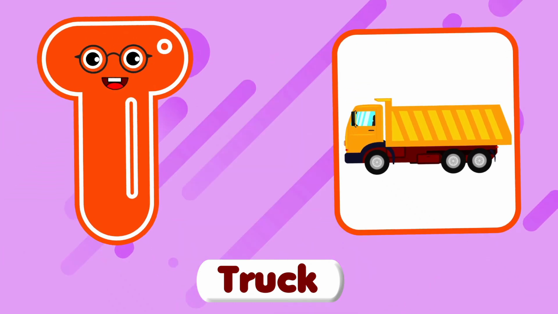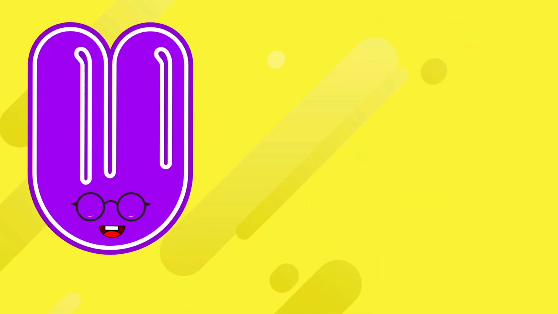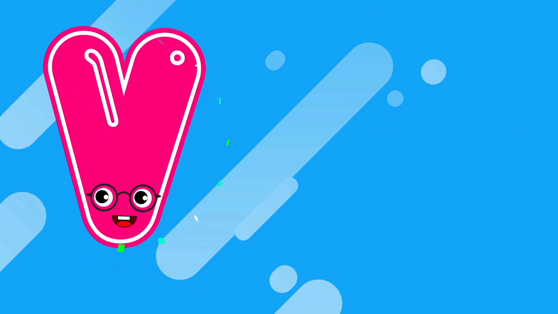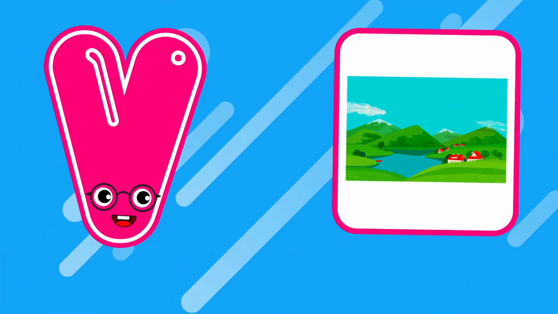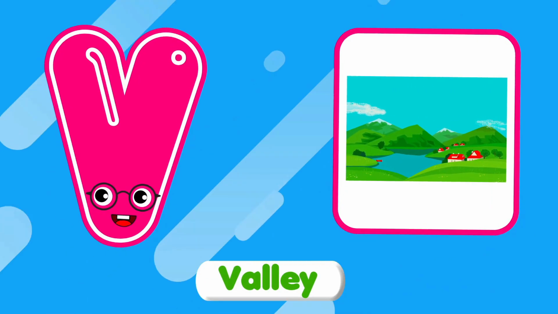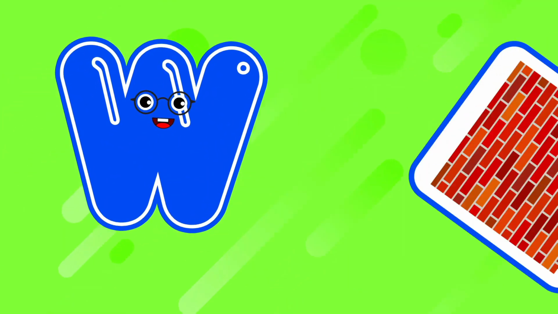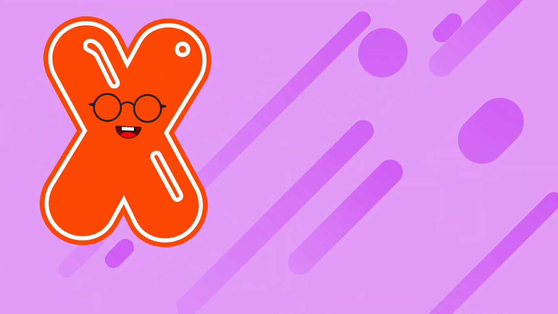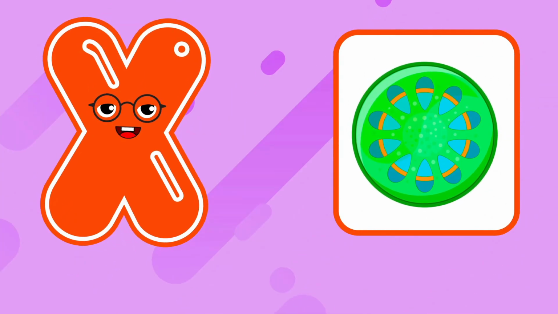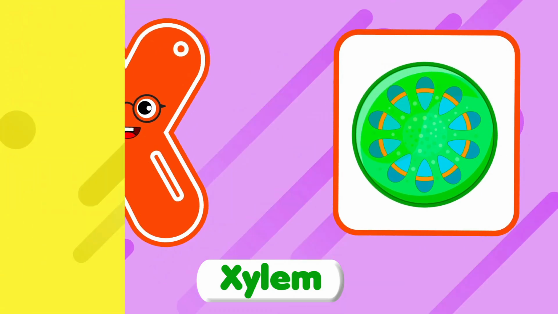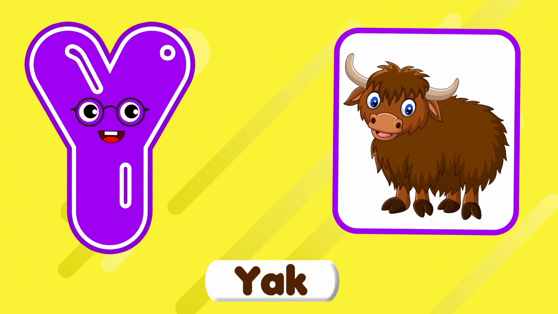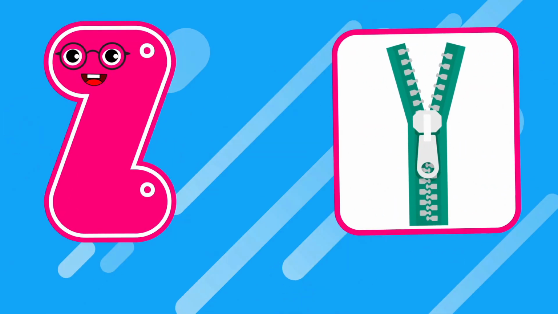T for truck. U. Under. U for under. V. Valley. V for valley. W. Wall. W for wall. X. Xylem. X for xylem. Y. Yak. Y for yak. Z. Zip. Z for zip.